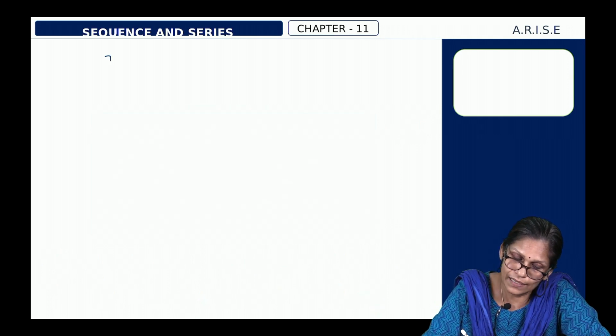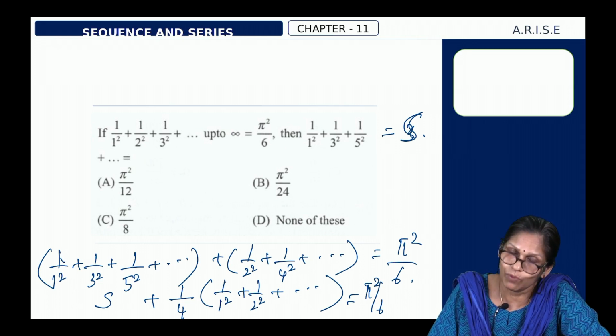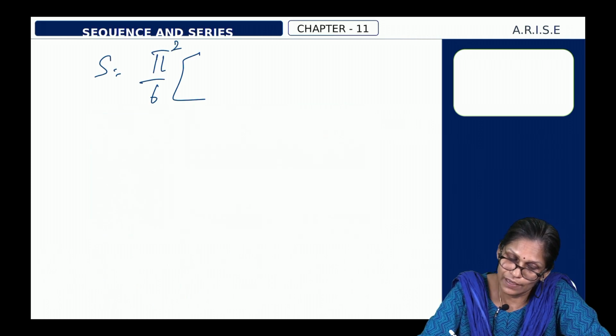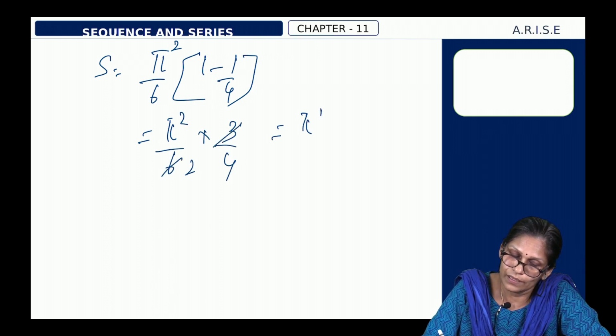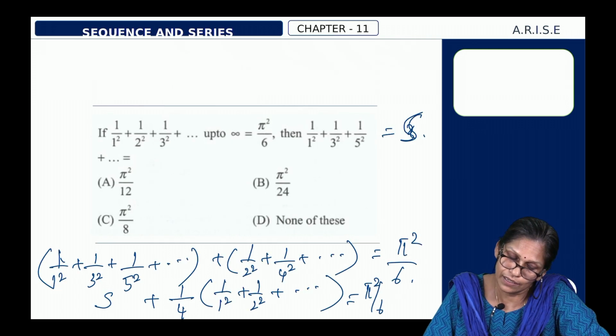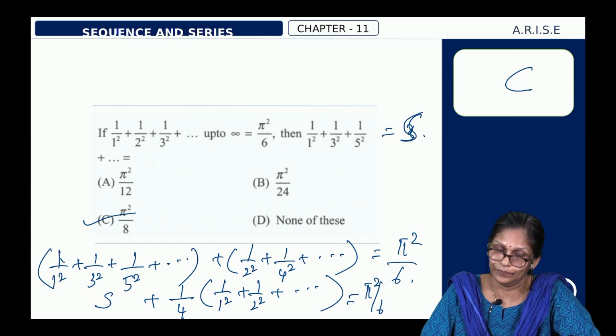So, what is s? It is pi squared by 6 minus this also pi squared by 6 into 1 by 4. So, pi squared by 6, if I take it out, 1 minus 1 by 4, that is pi squared by 6 into 3 by 4. So, pi squared by 8 is your answer. Let us see if that is an option. Yes, option C is your answer.